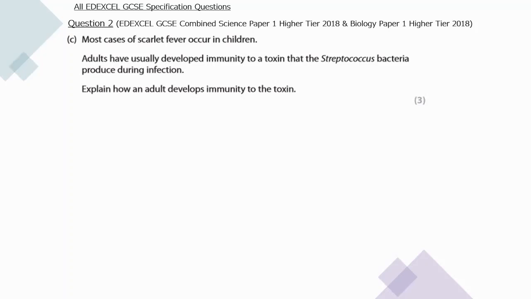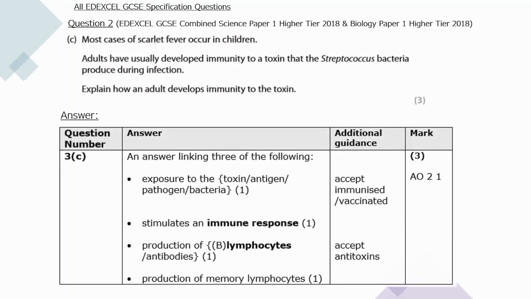So then the second time around, if the toxin is produced and the pathogen does infect the adult, the memory lymphocytes that have been produced will therefore be able to counteract the pathogen, destroy it quickly with a rapid immune response, and therefore the adult has immunity. And you can see our answer there.